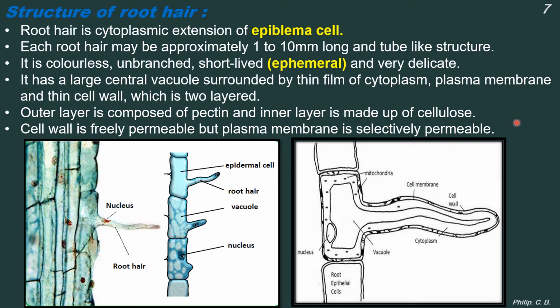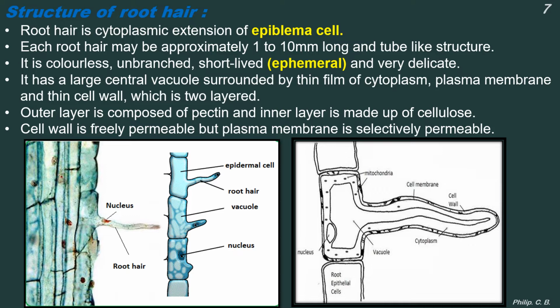So in general, it has got two components, pectin and cellulose. Pectin, the outer layer, and cellulose, the inner layer. Cell wall is freely permeable, but plasma membrane is selectively permeable. Now we come across the term permeable and selectively permeable.